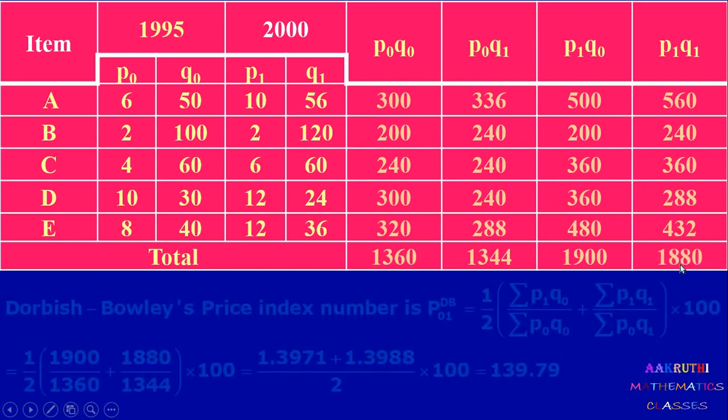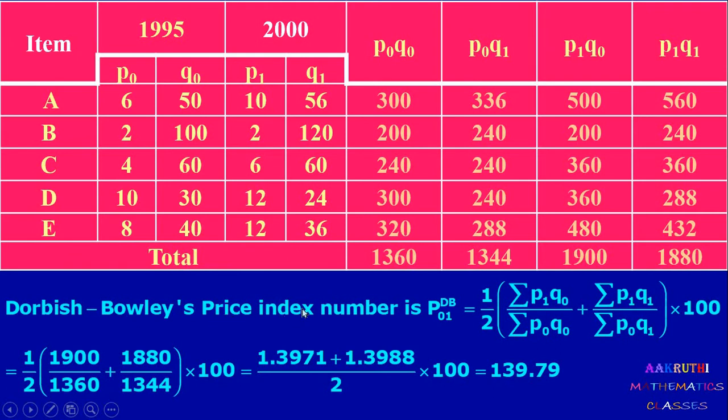So it is 1880. So then Dawes-Bowles price index number is P01 of DB is half into summation of P1 Q0 divided by summation of P0 Q0 plus summation of P1 Q1 divided by summation of P0 Q1, into 100. So here we are using both base year and current year quantities.